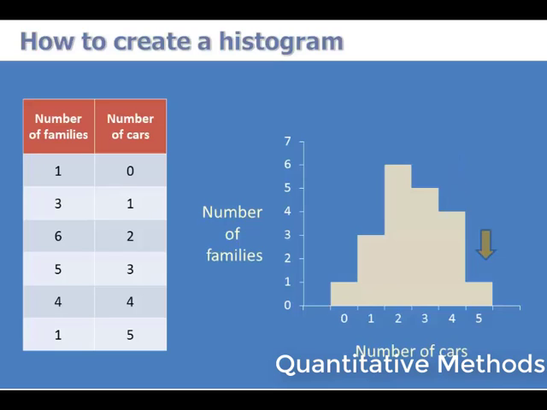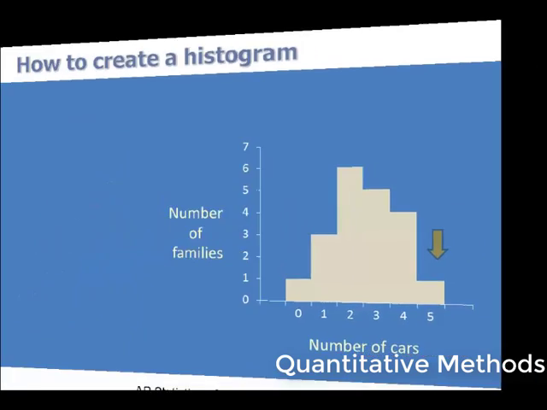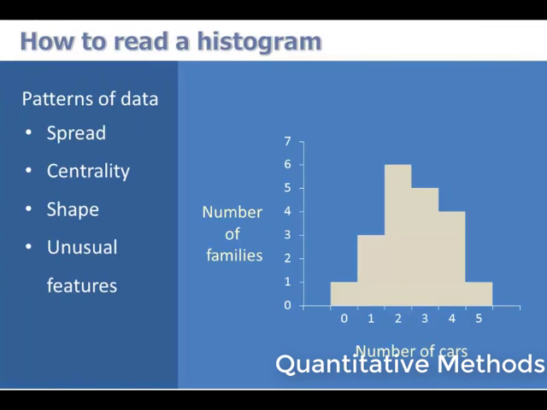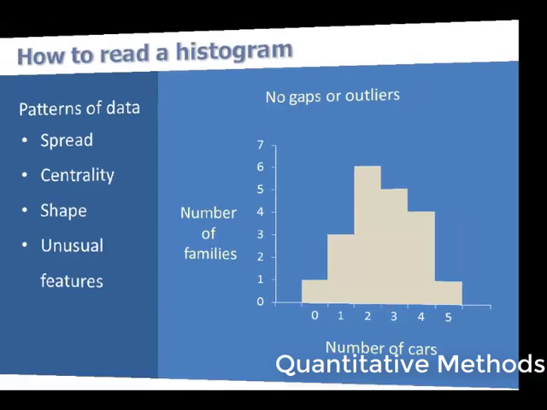Recall that patterns of data with quantitative variables can be interpreted in terms of 4 factors: spread, centrality, shape, and unusual features. In terms of spread, we would say that car ownership ranges from 0 to 5 cars. In terms of centrality, the distribution is centered over 2 or 3. In terms of shape, the graph is nearly symmetric, sort of bell-shaped, with a peak at 2 cars. With respect to unusual features, there are no gaps or outliers.